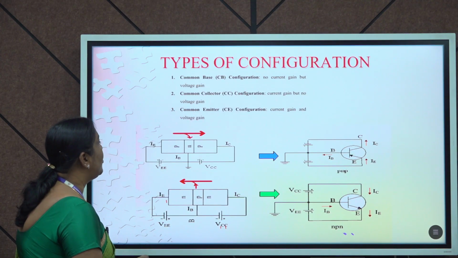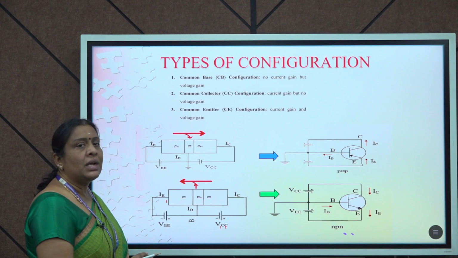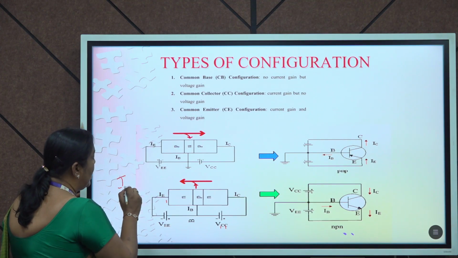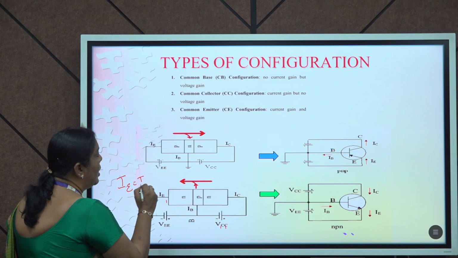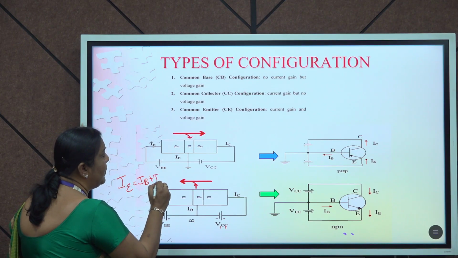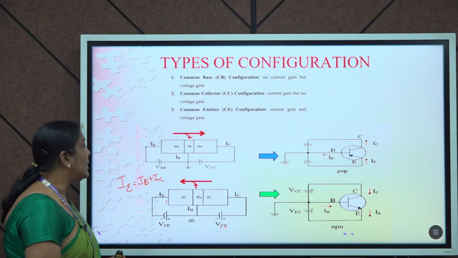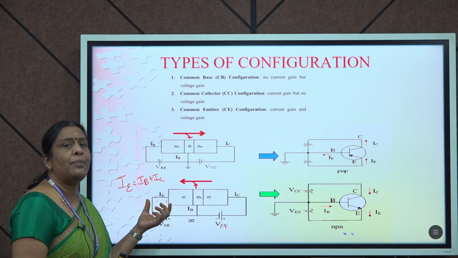The current will flow like this. Here we can consider the emitter current is equal to IB plus IC, because IB is the base current and IC is the collector current. IE is equal to IB plus IC.